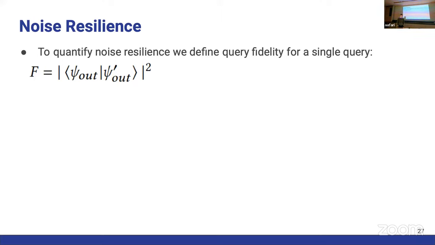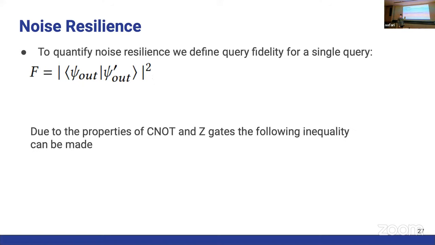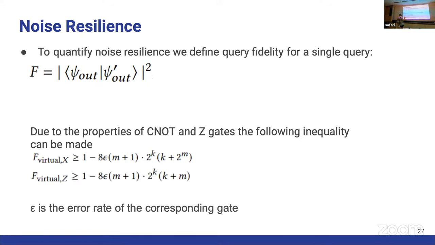In order to quantify noise resilience, we define the term query fidelity for a single query. Here we can see two states, psi out and psi out with an apostrophe. Psi out is the actual output of our quantum random access memory, while psi out with an apostrophe is the ideal output of the quantum random access memory. This notation basically means that we take a scalar product of those two, and if those two differ, the fidelity becomes zero. If they are the same, then the fidelity goes towards one. Due to the property of CNOT and Z-gates, the following inequalities can be made, which describe the fidelity for Z-gates and the fidelity for X-gates. Since the resilience property only applies to Z-gates, we can see that there is an extra 2 to the power of m factor for the X-gate. It means that the fidelity is smaller for the X-gate. Epsilon refers to the error rate of the corresponding gate.